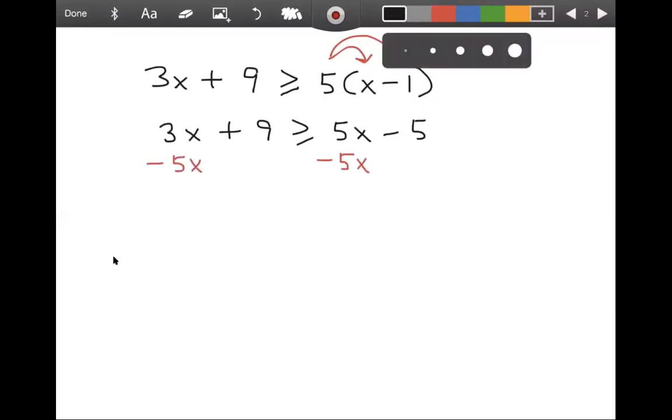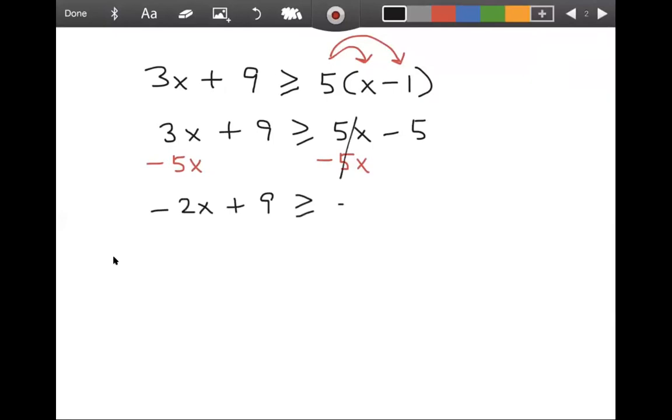Okay, so if I specifically go to put the x's on the left side, I end up with -2x plus 9 is greater than or equal to -5. So now I'll add 9, or I'm sorry, subtract 9 from both sides. And that'll give me -2x is greater than or equal to -14.